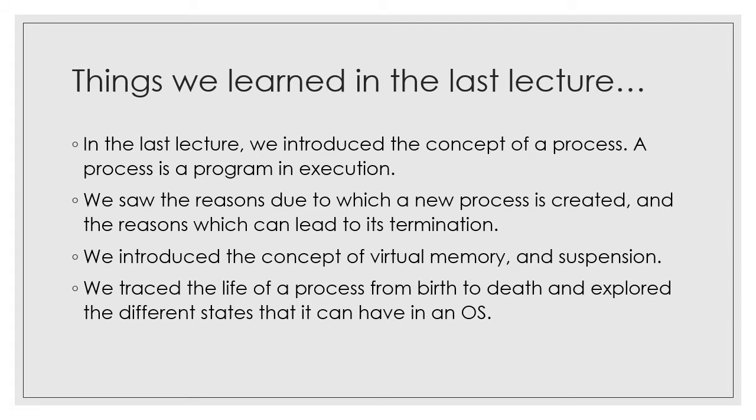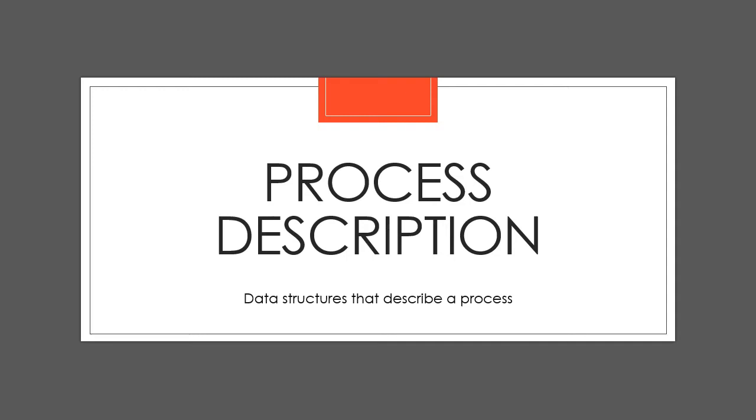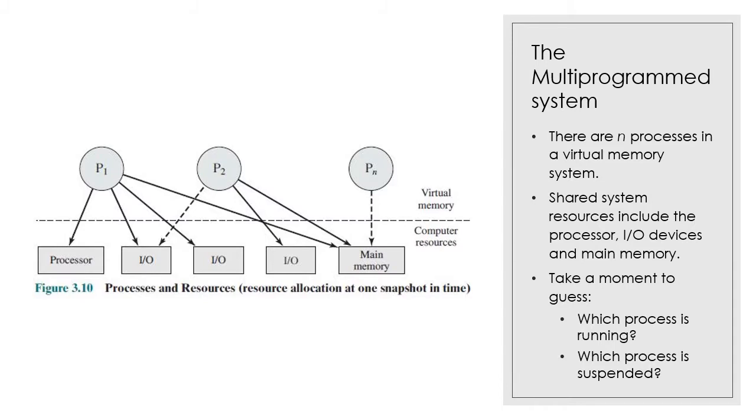in an operating system. Now let us talk about the data structures that an operating system maintains for the processes that it manages. Our subtopic for this lecture is process description. Let us start with an example multi-programmed environment. There are n processes in a virtual memory system. Shared system resources include the processor, I/O devices, and main memory.